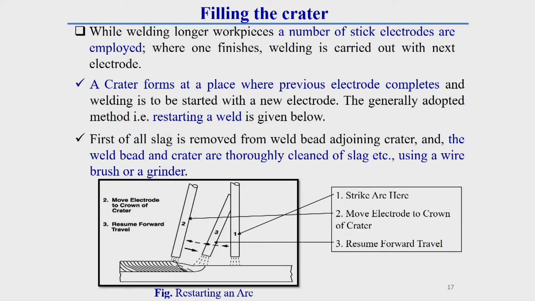A crater generally forms at a place where the previous electrode is completed and welding is to be started with a new electrode, as I have told you. Before restarting, slag is removed from the weld bead adjoining the crater, and the weld bead and crater are thoroughly cleaned of slag. First we remove the slag near the crater region, then clean it properly using a wire brush or grinding.